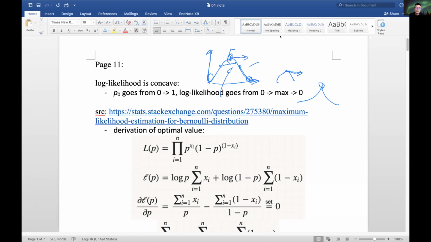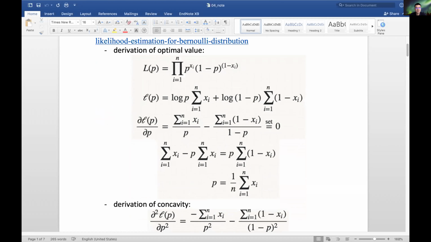We will see this later in the Gaussian distribution, but here we actually can prove that this thing is concave. So then the problem is solved. Basically, if it's concave, we know that the value goes to the max and then decreases when you go from 0. Now let's take a look at how to compute it. Let's go back to this function.